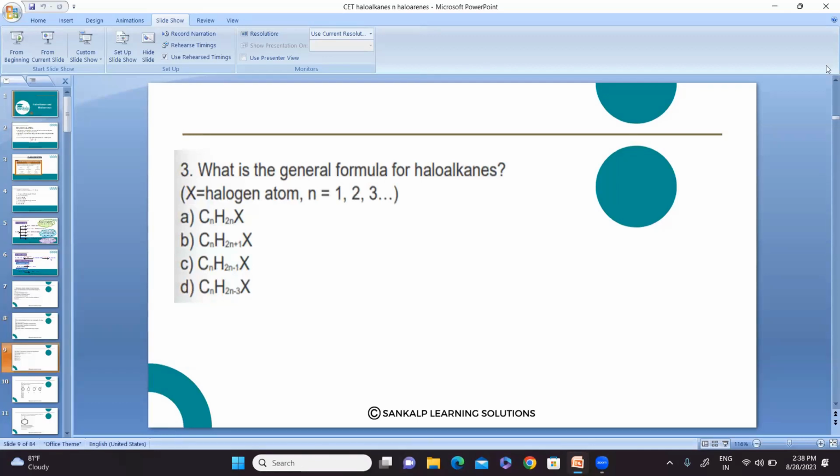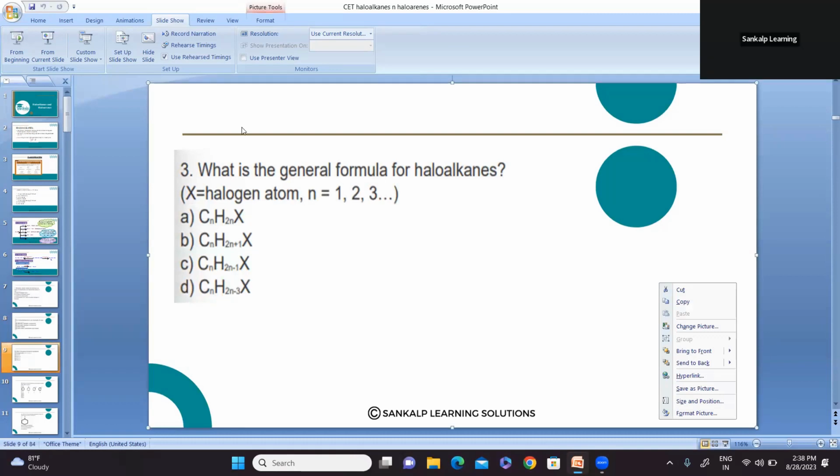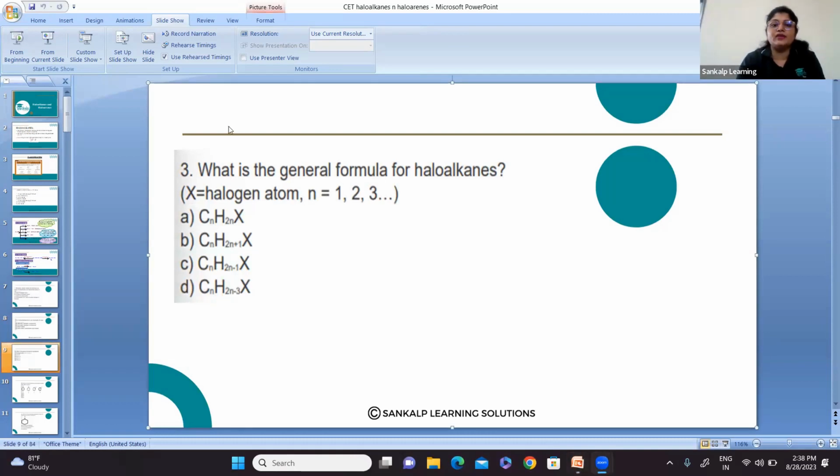General formula for haloalkanes. Alkane means what? Again, the straight chain compounds. When you have straight chain compounds, they are called aliphatic alkanes. Then when you have a halogen, X is the halogen atom and n is 1, 2, 3, 4. So what is the formula? CnH2nX, CnH2n+1X, CnH2n-1X, CnH2n-3X.